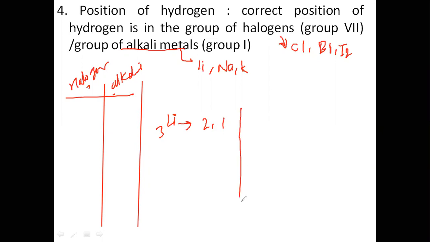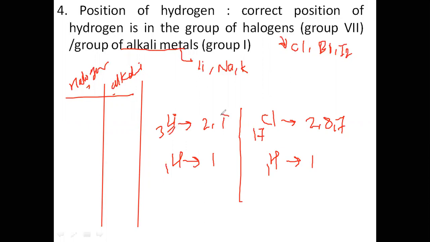On the other side, let's consider the example of chlorine. Chlorine is a halogen, atomic number 17, configuration 2, 8, 7. If you are not getting the electronic configuration, then please revisit my previous lecture, where I explained this in detail. Now, hydrogen has atomic number 1, so its configuration is 1. Now what you can observe here is that, like lithium, the outermost shell of hydrogen and lithium both contain only one electron, a valence electron. So this is a similarity.